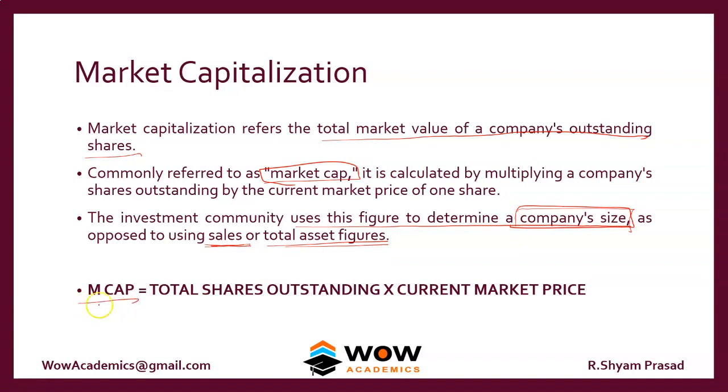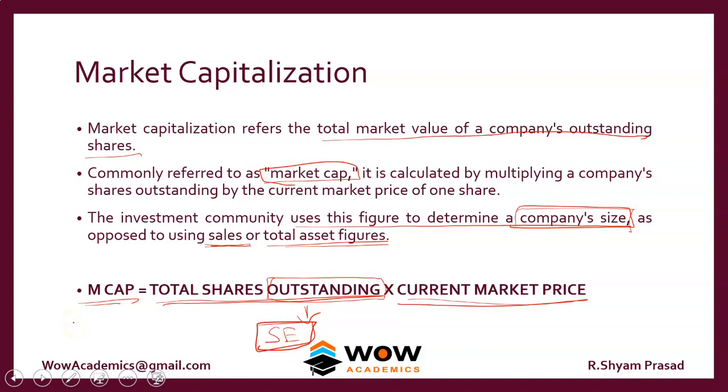So what is market capitalization? Market capitalization is the total shares outstanding, the total shares which are in the stock market, multiplied by the current market price. Okay, so that's how it works. The word outstanding refers to the number of shares in the stock exchange; those shares alone multiplied by the current market price will give you the market capitalization.